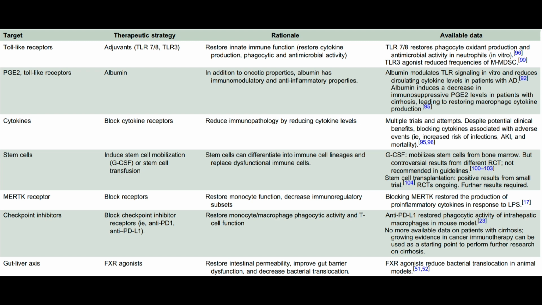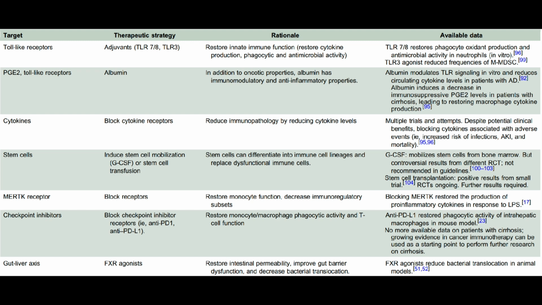4. Stem cells. G-CSF mobilizes stem cells; however, results are controversial, and stem cell therapy is still under investigation. 5. MERTK receptors. Blocking MERTK restores monocyte function and reduces immunosuppressive cell subsets. 6. Checkpoint inhibitors. Anti-PD-1, PD-L1 agents restore phagocytic activity in macrophages, with promising early results from cancer immunotherapy models. 7. Gut-liver axis. FXR agonists improve gut barrier function and reduce bacterial translocation in animal models.